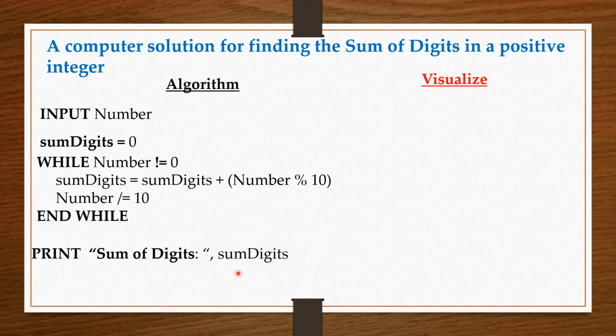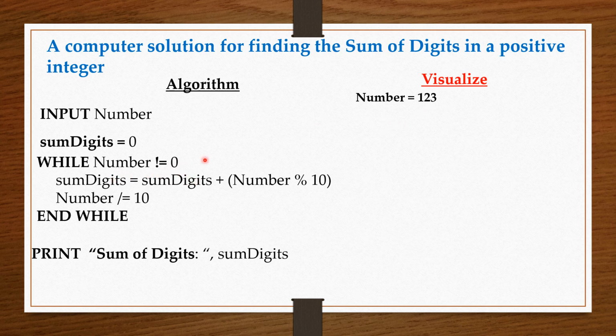Now the question is, at the end of the while loop, how does SumDigit hold the sum of digits in the user's number? Let's visualize. Let's take the user's number to be 123. Now we've initialized SumDigit to be empty or 0. The condition to enter the while loop is that the number is not 0. And clearly enough, 123 is not 0.